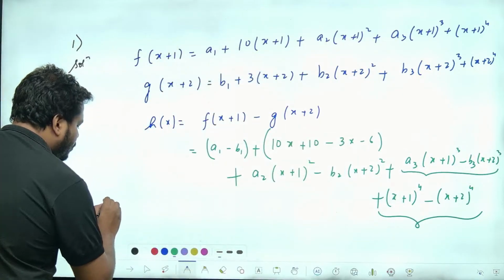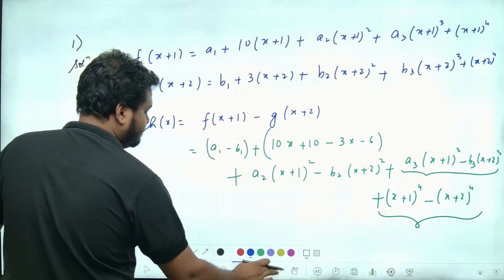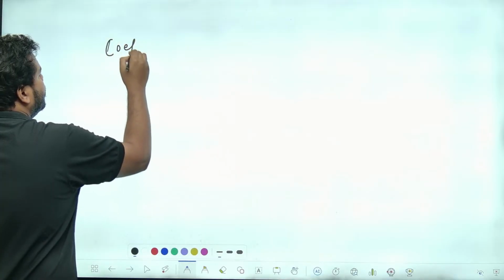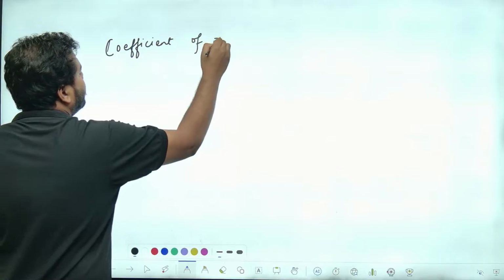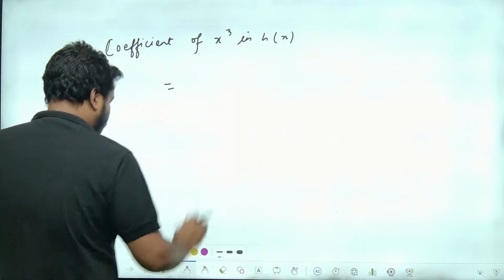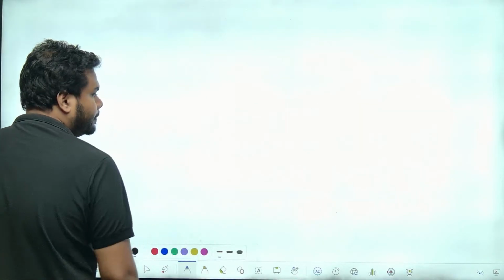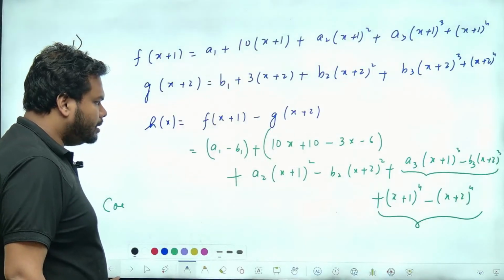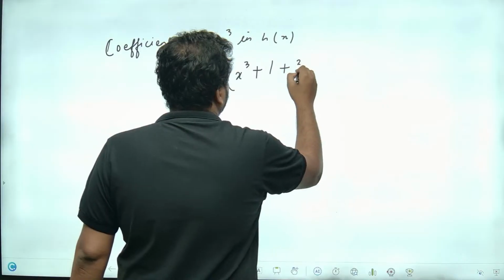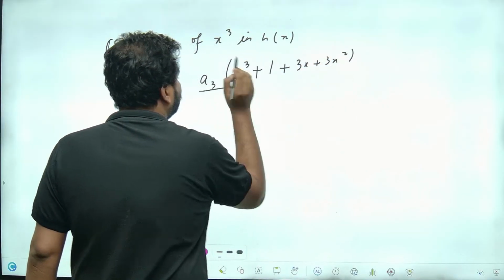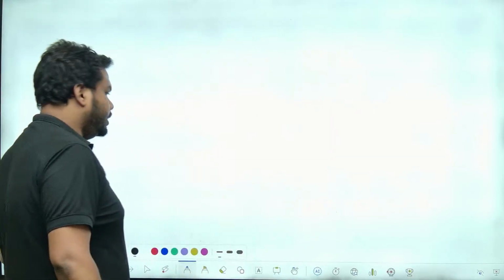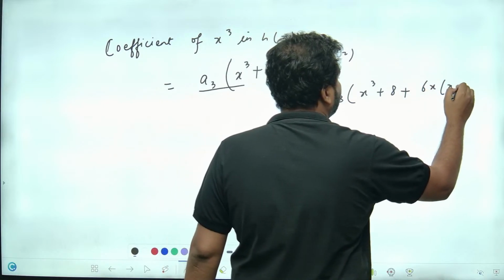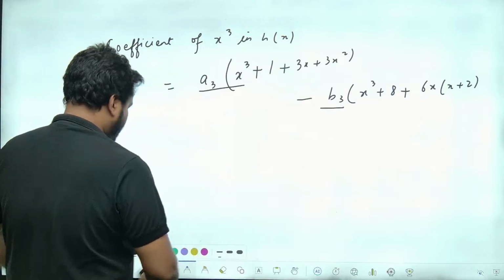Okay. So the coefficient of x cube in h(x) is equal to a3 (x cube plus 1 plus 3x square) minus b3 into (x plus 2) whole cube, which will be x cube plus 8 plus 6x into (x plus 2). So the coefficient will be a3 minus b3 from the first two terms.